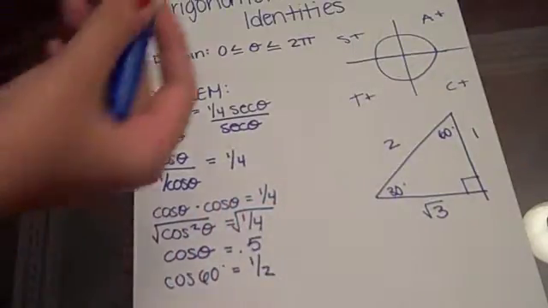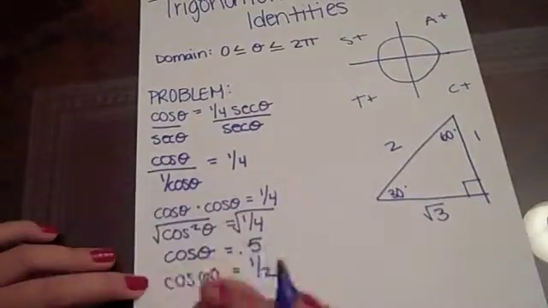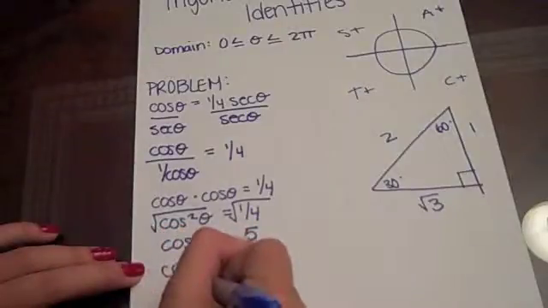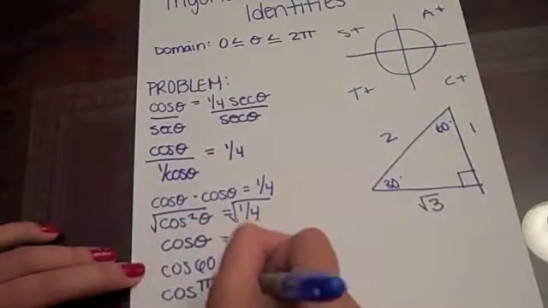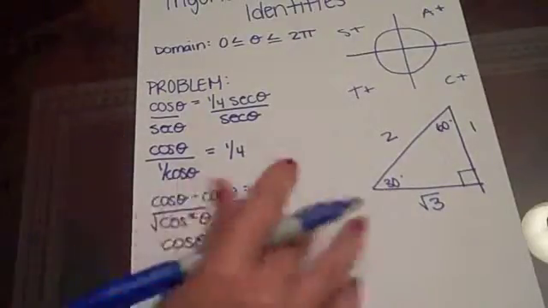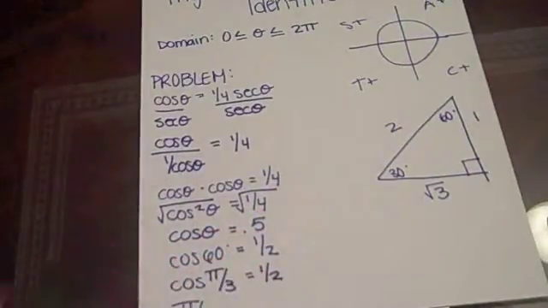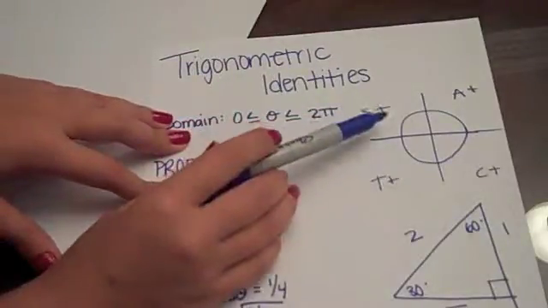But we are dealing with radians, so we must convert this 60 into a radian. And 60 in radians is pi over 3, so cos of pi over 3 must be equal to 1/2. Then, this is one of the answers, pi over 3. In order to keep on solving the problem, we must find all 4 answers. We already have one. So in order to find the other ones, we must use the unit circle.